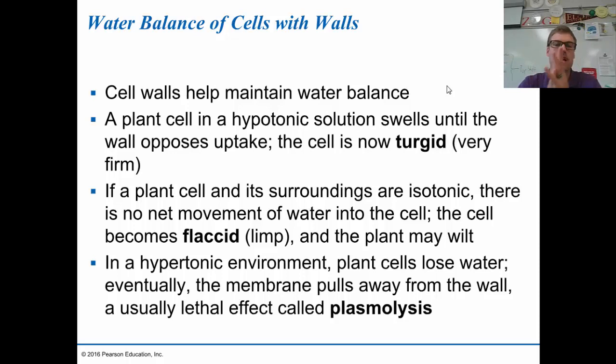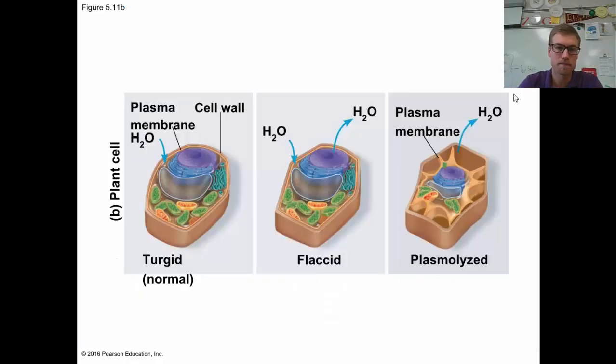In a hypertonic environment, plant cells will lose water, and that means that the cell membrane will actually pull away from the cell wall, which leads to plasmolysis, which is a lethal effect and will generally cause the cell to eventually die. So here we can see what it looks like when it's turgid, right?